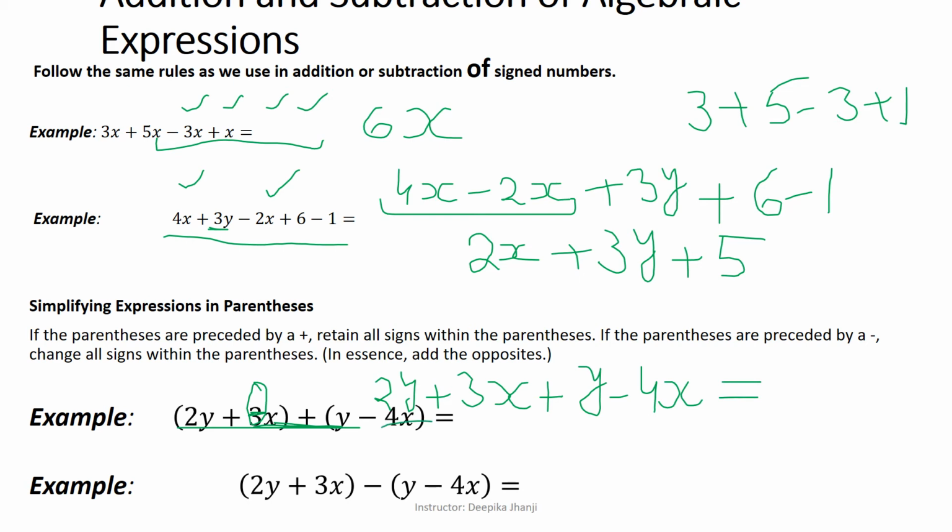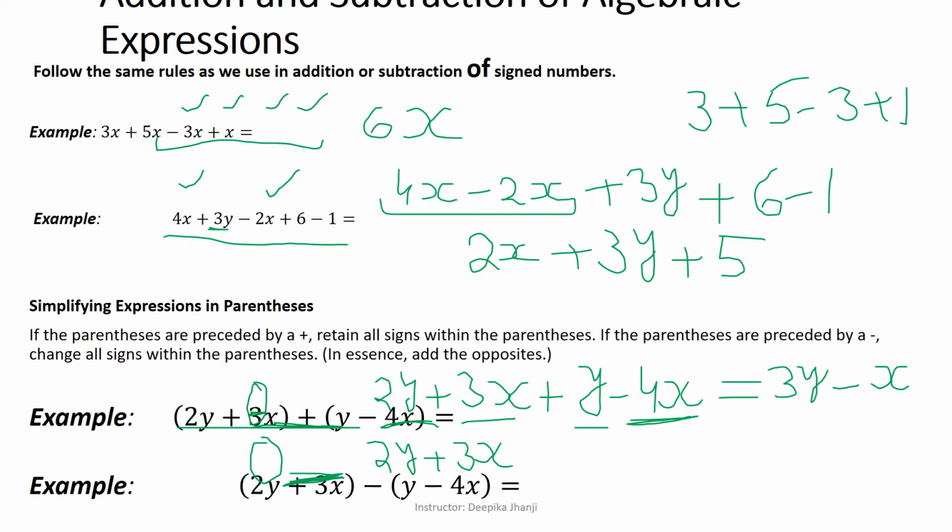So 2y goes with y. When we add them together, we get 3y. And 3x minus 4x becomes negative x, right? In the second expression, we have a negative sign outside the bracket. So we'll change the sign of all the terms inside the bracket. Let's open the bracket now. So we have 2y plus 3x.